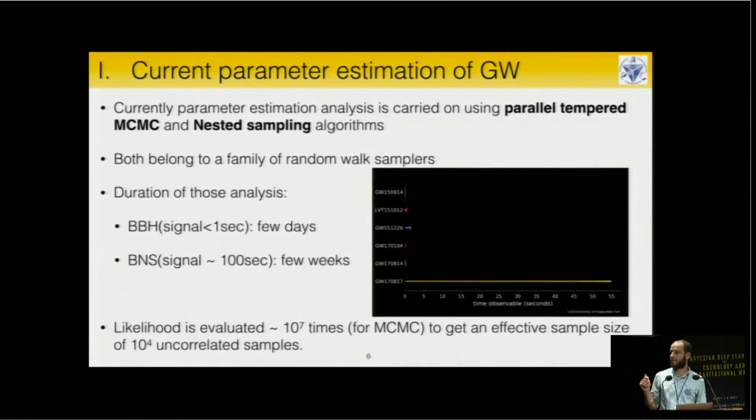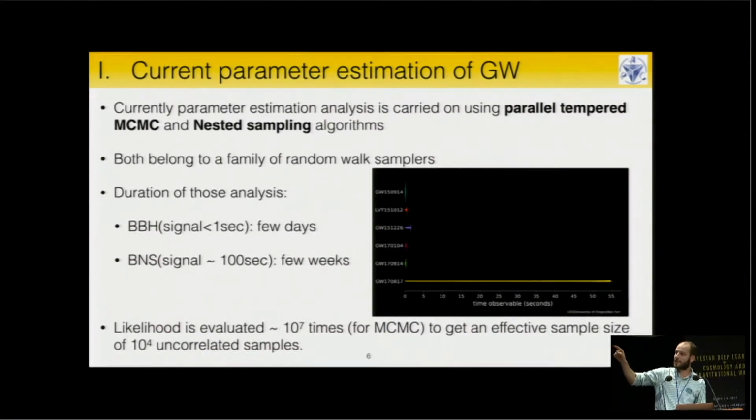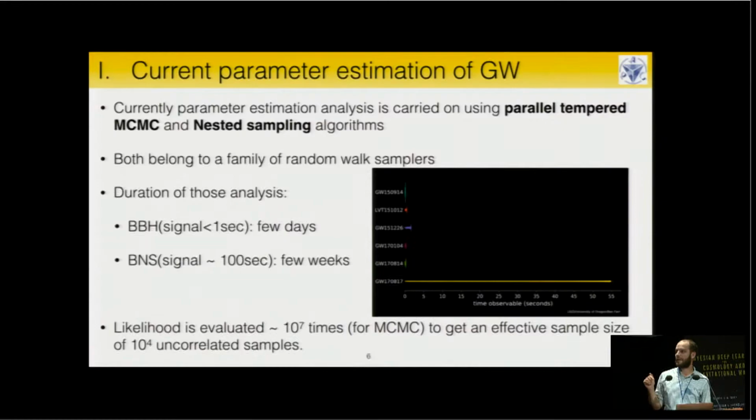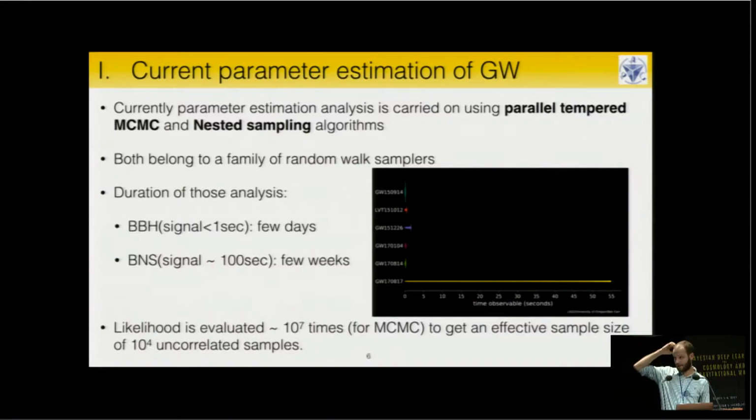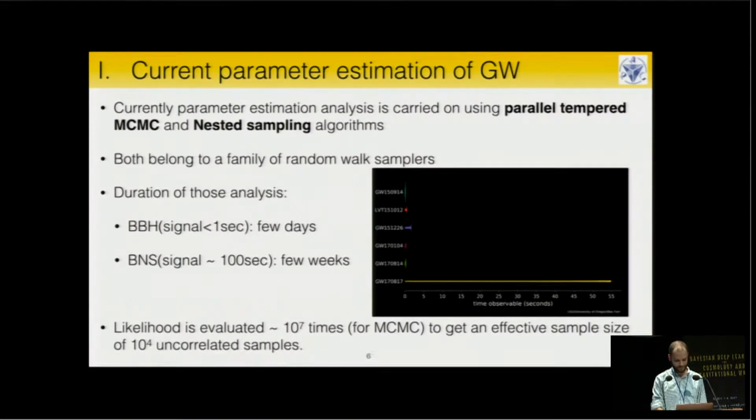And that was the case for GW170817, which is the famous first binary neutron star that was detected back in 2017. And that's actually the signal that I run my analysis on, and that I'm going to mention for the presentation as well. For MCMC, the likelihood is evaluated about 10^7 times, and then we get an effective sample size of about 10,000 uncorrelated samples.